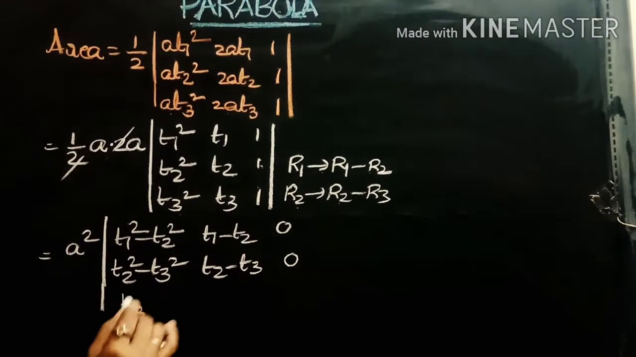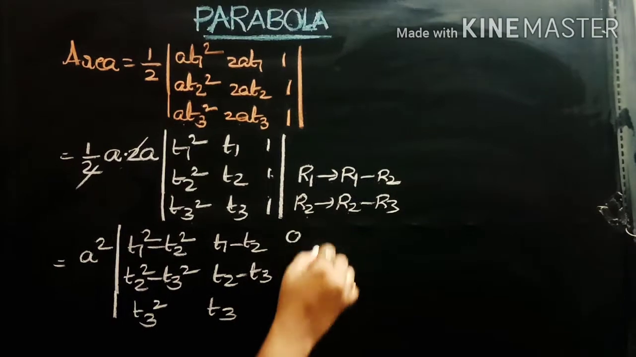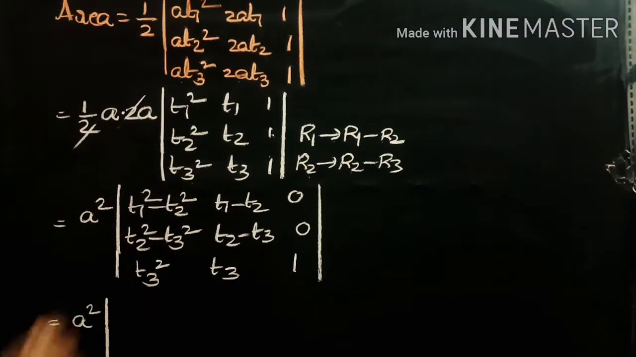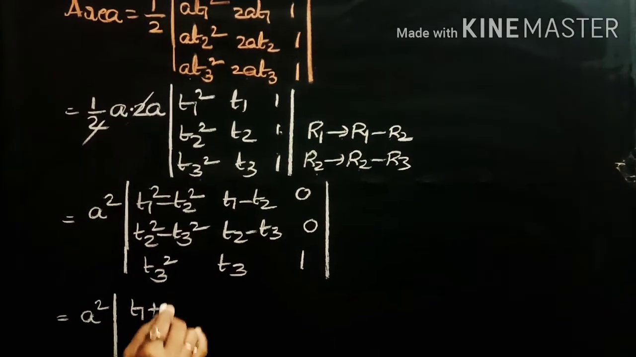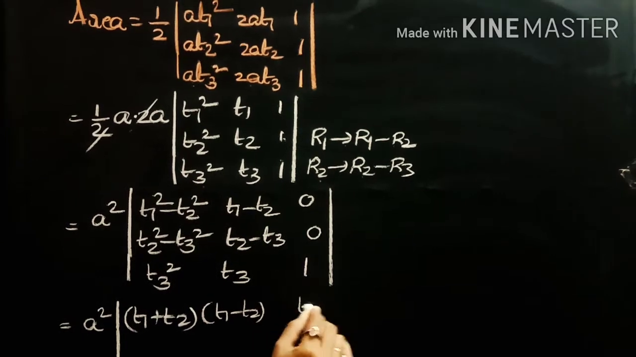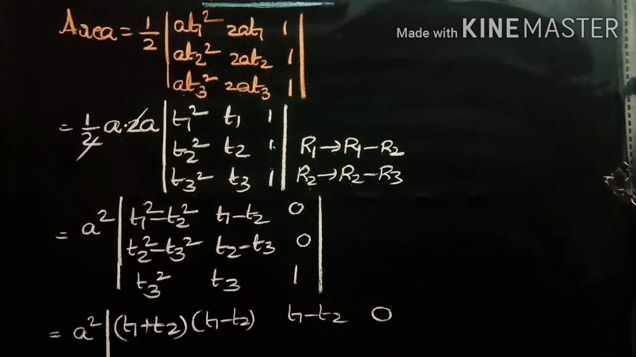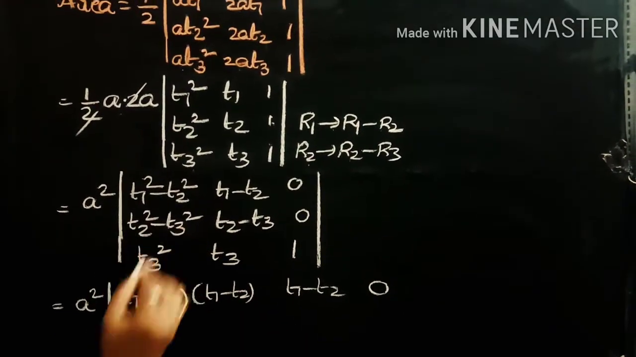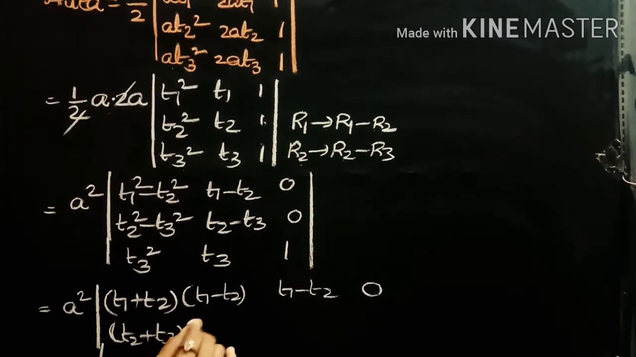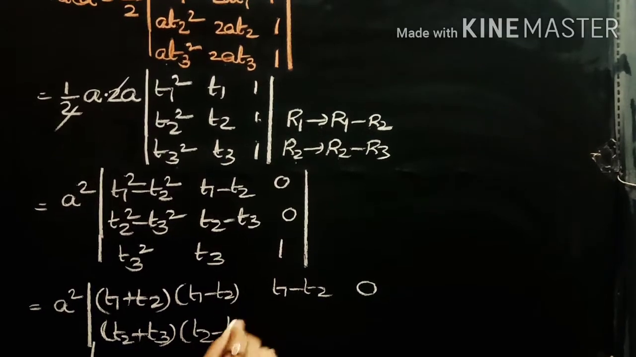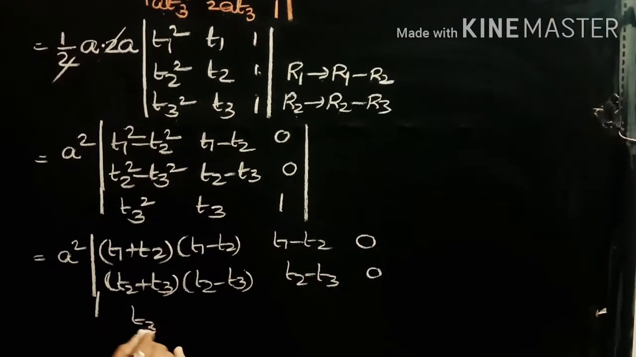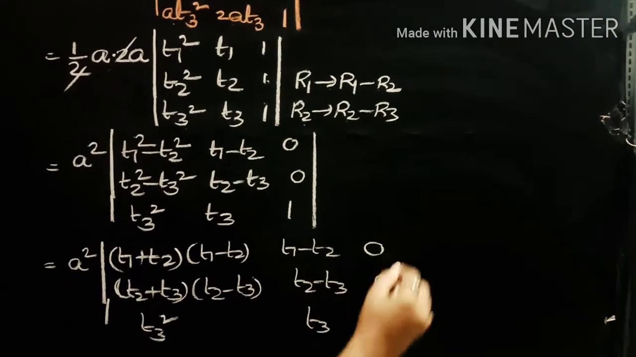And the last row as t3 square, t3, 1, and this is equal to A square into t1 square minus t2 square, that is nothing but t1 plus t2 into t1 minus t2, and this is t1 minus t2 and this is 0. And coming to the second row, t2 square minus t3 square, that is t2 plus t3 into t2 minus t3. This is t2 minus t3 and this is 0. t3 square, t3, 1.